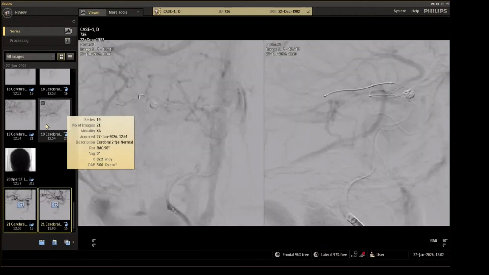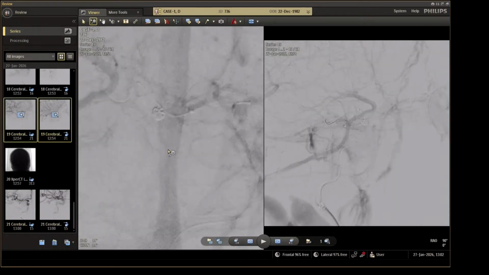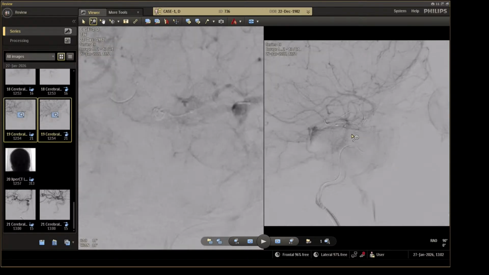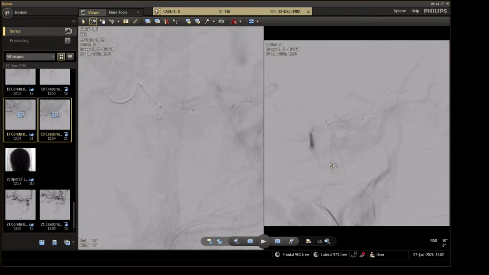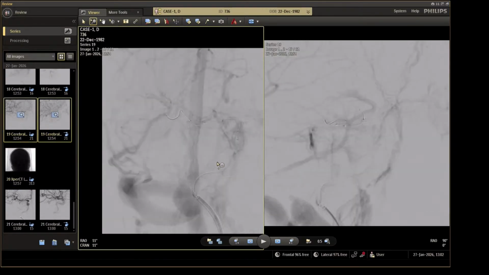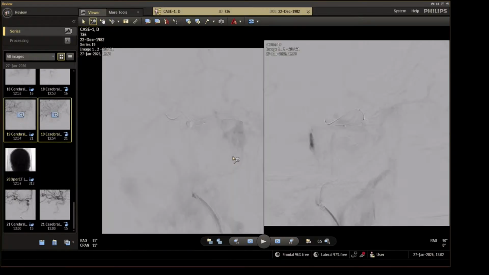Yes, it's a little bit confusing, huh? Here it looks like the vein, huh? Or it's the interpeduncular cistern. It might be the cistern, okay. I think it's better to inject something.